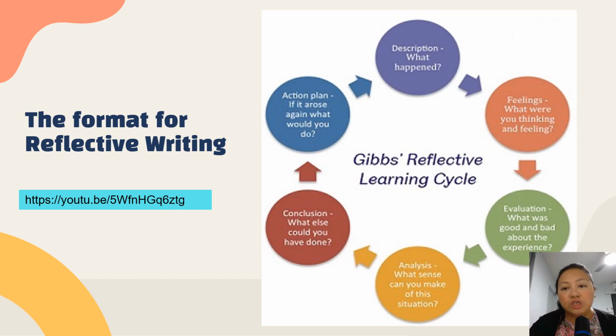And after you describe what happened, what were your feelings? This was what you did last week, right? This is what Mr. Faiz went through. What were you thinking? What were your feelings? Now, the next part is what I'm going to elaborate on today: the evaluation, the green circle, and then the analysis, the yellow circle, the conclusion, the red circle, and action plan, the blue circle.